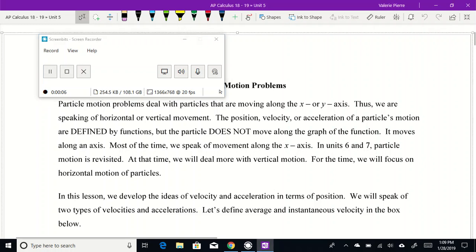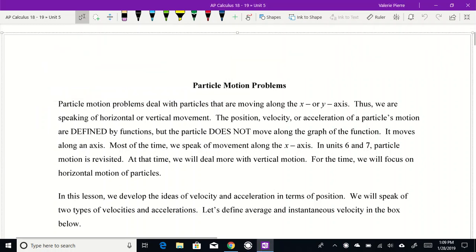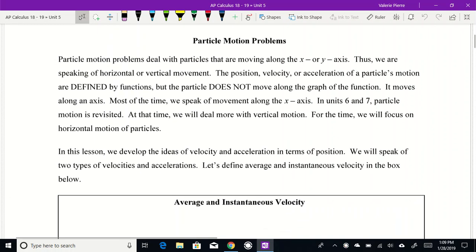Particle motion problems. Particle motion problems deal with particles that are moving along the x or y axis. Thus, we are speaking of horizontal and vertical movement. The position, velocity, or acceleration of a particle's motion are defined by functions, but the particle does not move along the graph of the function. It moves along an axis. Most of the time, we speak of movement along the x-axis.